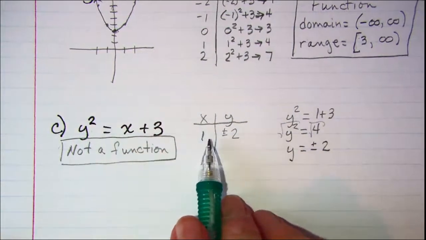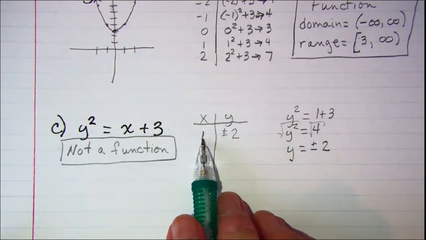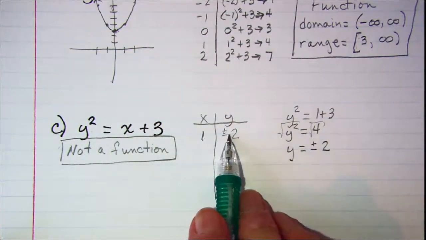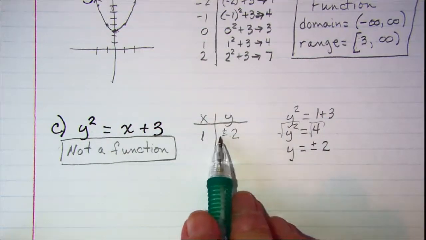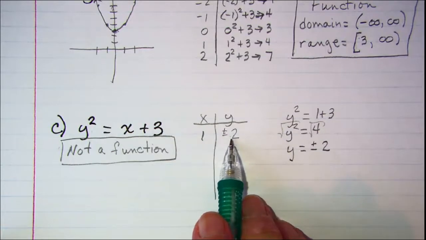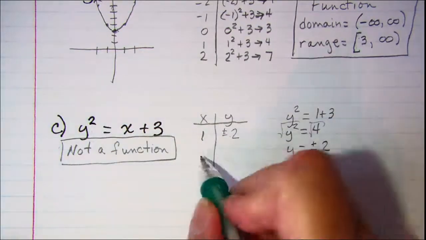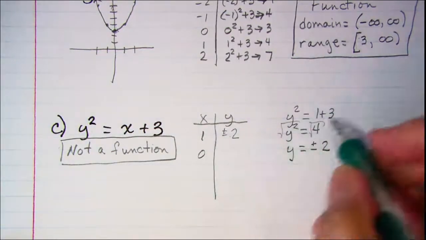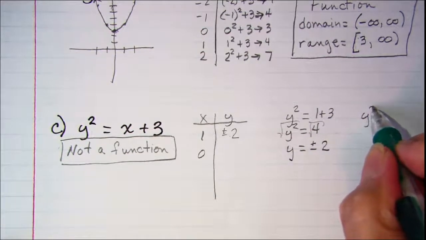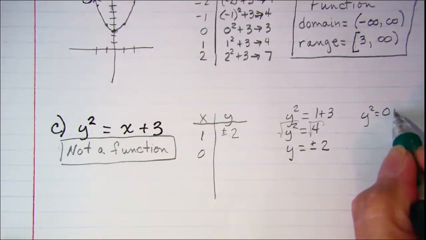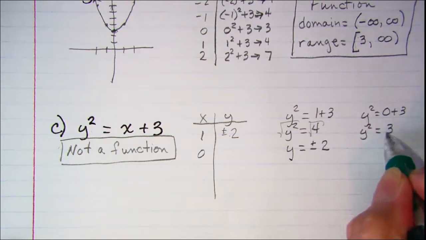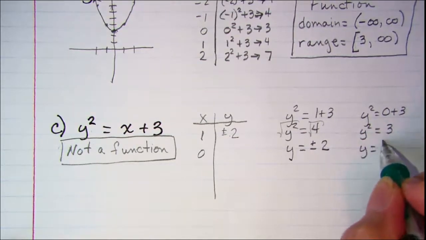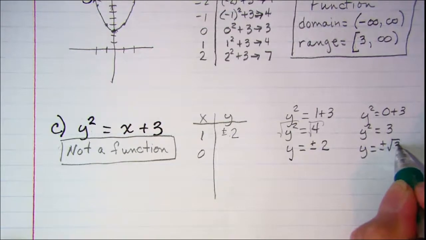Because remember that in order to have a function, for every x value, you have only one y value. So we don't have a function. And let's go ahead and do some more numbers. If x is 0, we have y squared equals 0 plus 3. Y squared equals 3. So y equals plus or minus root 3.